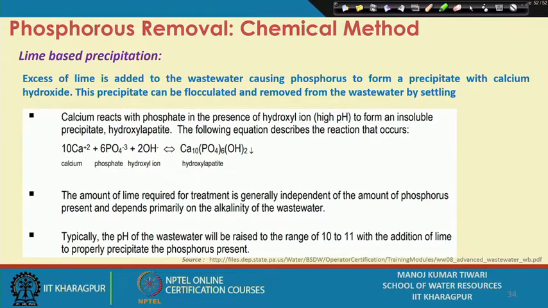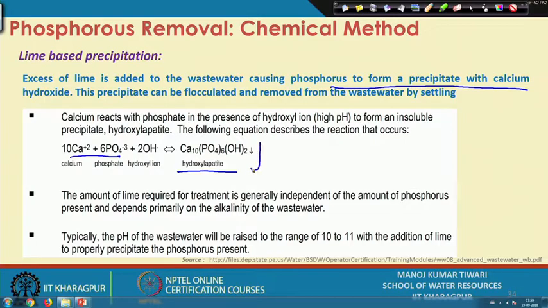In lime based precipitation, excess lime is added to the wastewater, which causes phosphorus to form a precipitate with the calcium hydroxide. This precipitate then can be flocculated and removed from the water by simple settling. So, what happens is that calcium will react with the phosphate and form hydroxylapatite, which is a precipitate. So, this is heavier, this will settle down in the system.